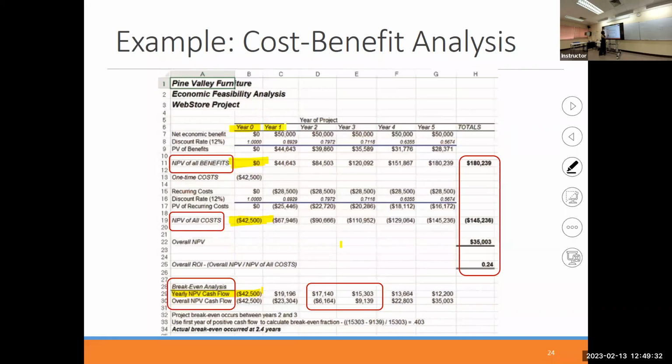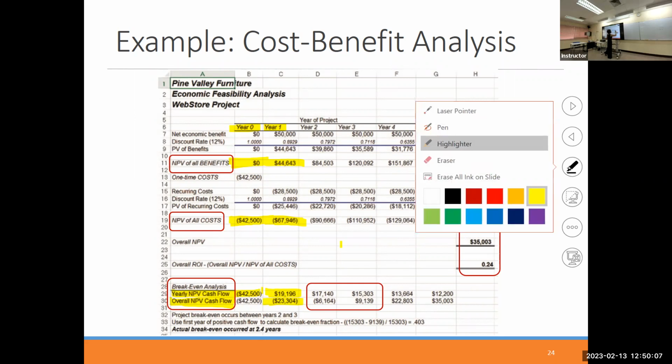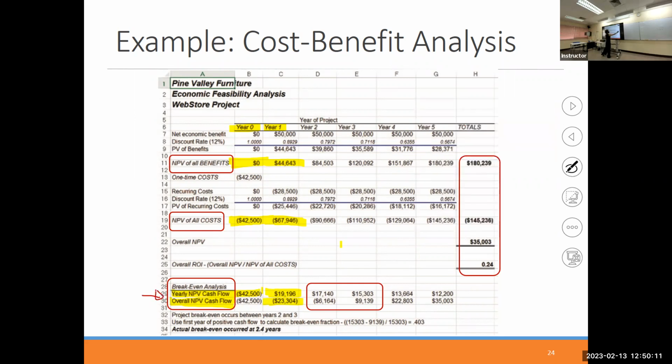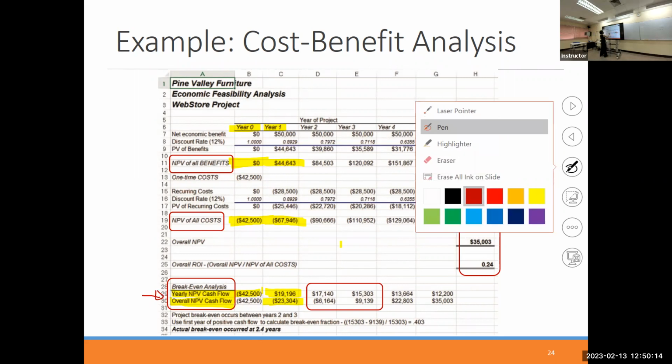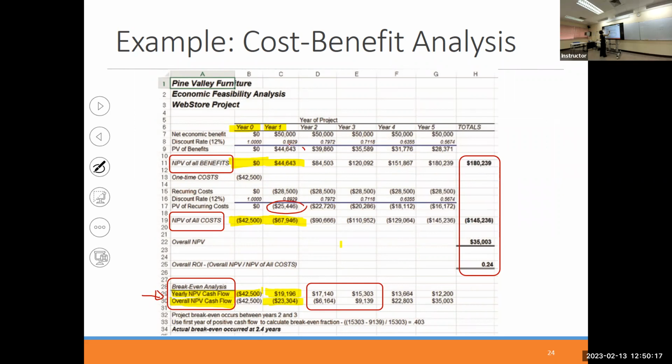For year 1, cumulatively, you pay 67. Benefit you start to have is 44. So which one is more? Cost is still more than benefit. So you still, I think overall, sorry, this is yearly, sorry. The overall is 23. You still lose. The overall means cumulative, but the yearly, sorry, I didn't look at the word yearly. The yearly means we use this. Yearly means you use this towards this.